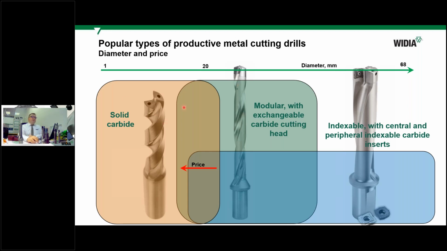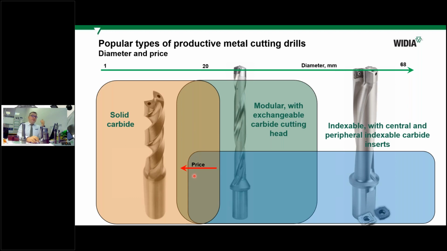So because of that, for bigger diameters, we are choosing other types of drills: modular drills, so with exchangeable heads, or drills with indexable inserts. And you can see some areas are also overlapping. For example, diameter 20 millimeter, what drill to choose? Solid carbide, modular, or indexable?